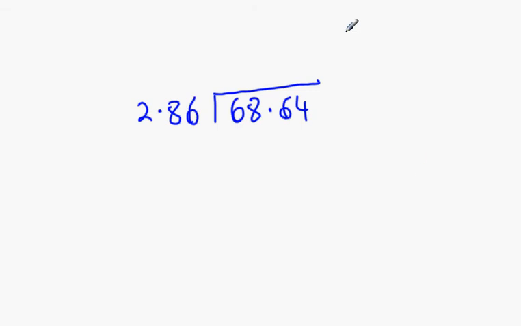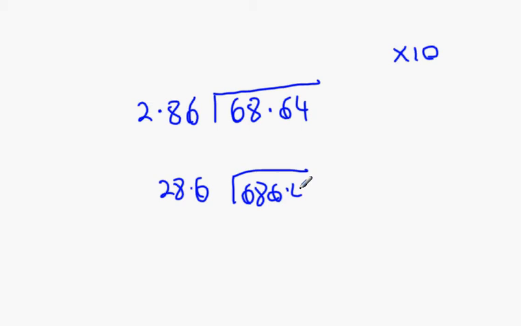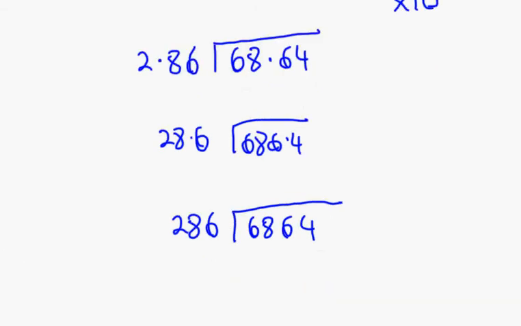So here's how we do it. We multiply both of them by 10 until we get a number that no longer has a decimal in it. For example, we multiply it by 10 once, it changes to 28.6 and 686.4. Multiply by 10 again. We're going to get 286 divided into 6,864. Now we can start dividing.